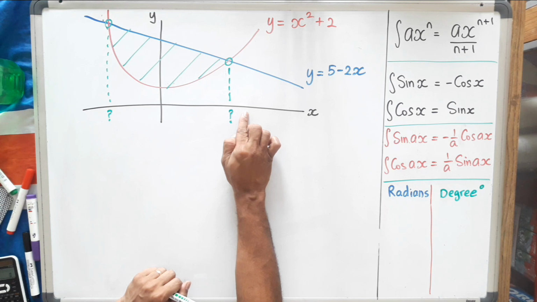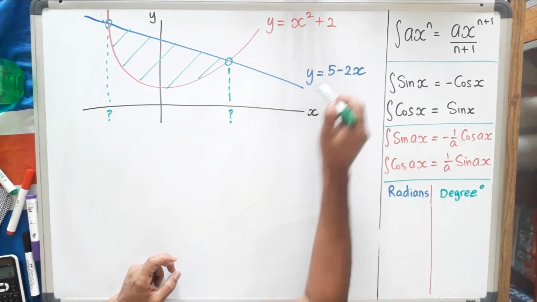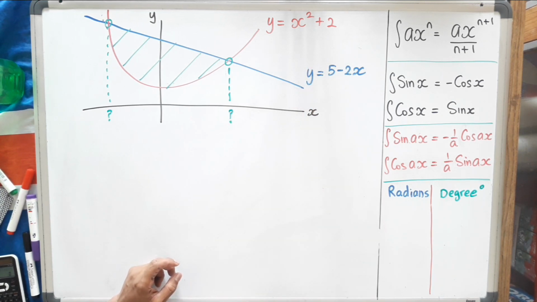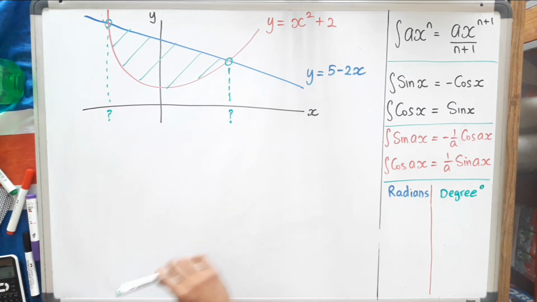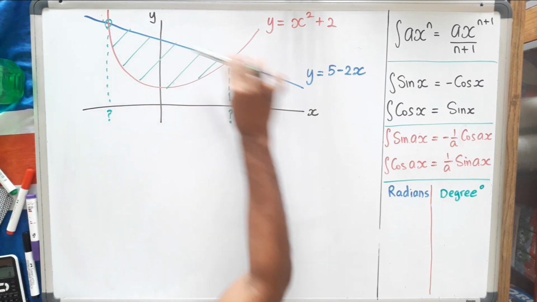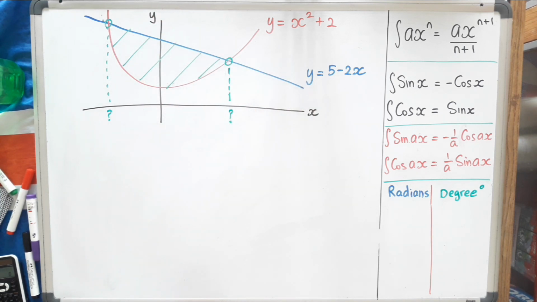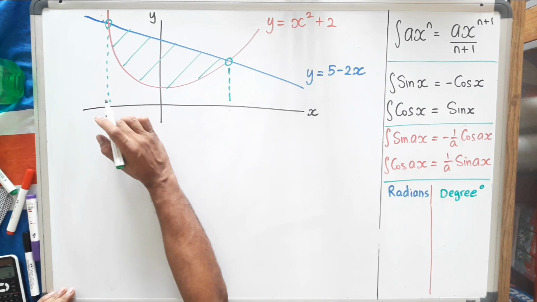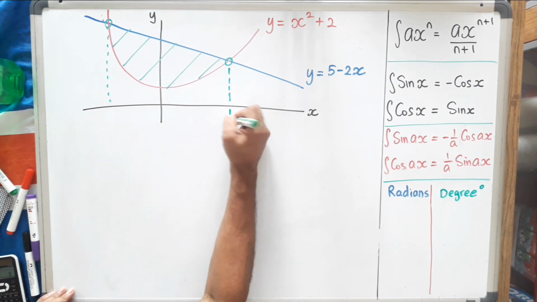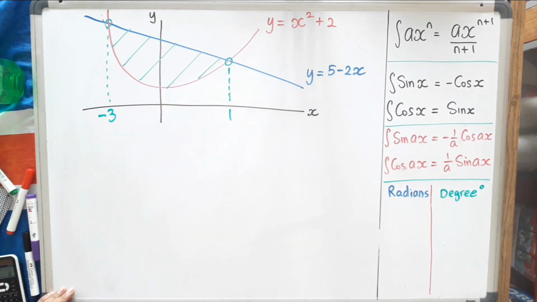You know what you will have to do? You will have to solve these two equations simultaneously. When you are solving a simultaneous equation, you're already trying to figure out the coordinates of where the two graphs meet. So let's assume that you solve these two equations simultaneously, and when you solve for x, you're going to get two values. Over here the value is 1, and over here the value is -3.